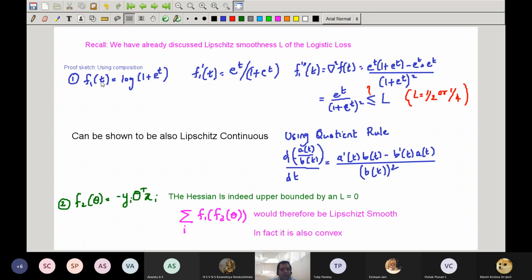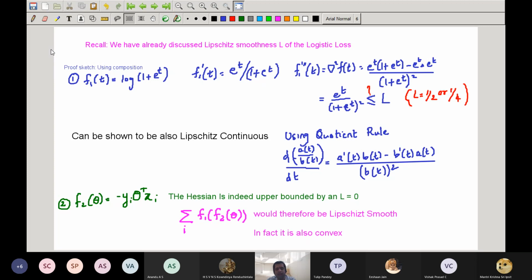And we saw that for the simple function f1, f1(t), which is log of 1 plus e raised to t, the basic element of the logistic loss, L could have been half or 1/4, whatever, basically anything that upper bounds e raised to t divided by (1 plus e raised to t) whole squared. And then we showed that you can have f2 as yi minus yi theta transpose xi, and you can basically show that the composition rule is going to work out. But let's get more specific.